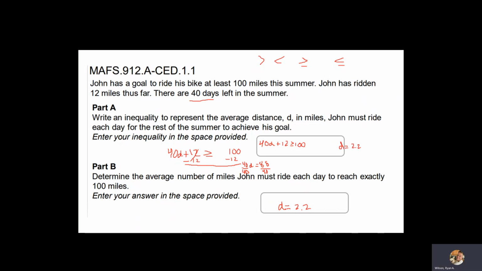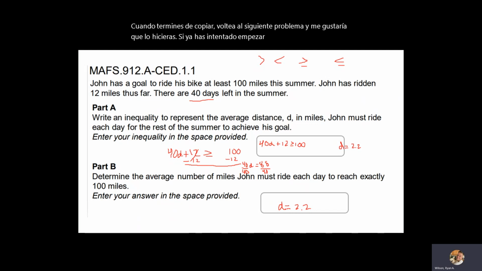When you get done copying, flip on over to the next problem. And I would like for you to, if you're already done, attempt to start it real quick. But we're going to go through these last two problems, and you're going to have about 10 or 15 minutes to practice a couple problems. And you're going to use these notes to be able to do so.